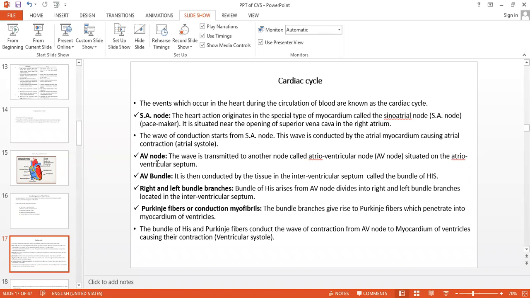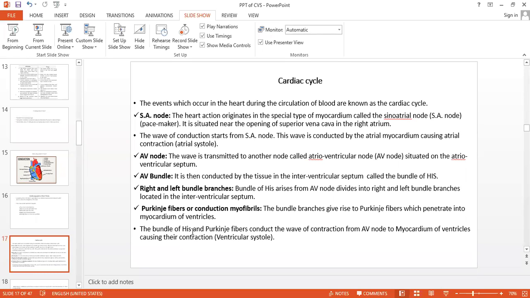And next it transmits to the AV node. When it transmits from the SA node to the AV node, see here, the waves transmitted to another node. Which is that another node? AV node, where it is situated in the atrioventricular septum. And then it is transmitted to the AV bundle. And then it is transmitted to the right and left bundle branches. Okay. And then it is transmitted to the Purkinje fibers.